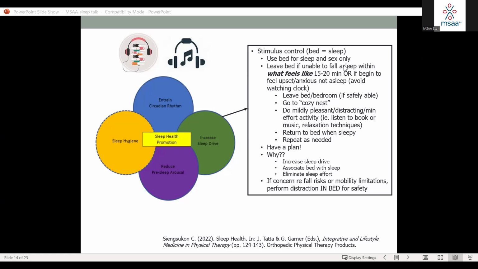So we do have to focus a lot on the why, because again, this is going to increase your sleep drive. It facilitates that association of the bed with sleeping, and it also eliminates sleep effort because you cannot make yourself sleep no matter how hard you try. And we really want to get away from the trying of sleep. And so by getting people out of bed or by doing a relaxing, distracting activity in bed, it wipes out the trying of sleep. And you are adequately tired and ideally then are able to fall asleep. So that's one way that we increase sleep drive.